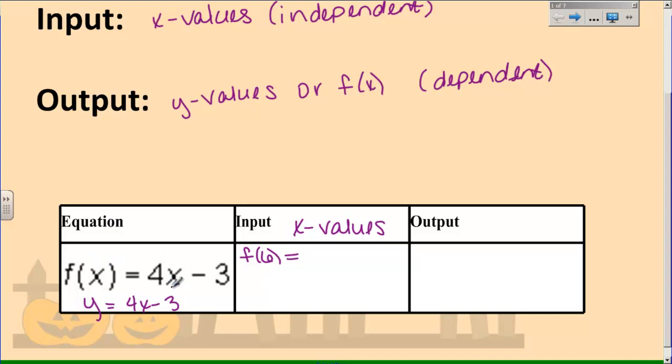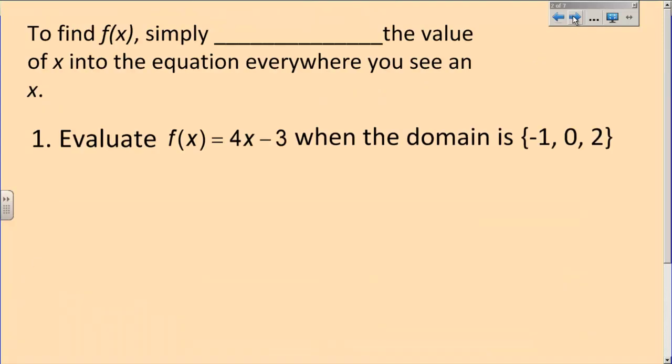So that means that in this part of the equation, I get to replace the x with a 6. And then I just get to do the calculations. Well, 4 times 6 is 24, minus 3 is 21. So f of 6 equals 21. So that means my output, or my y values, is 21, because f of x is the exact same thing as y. They mean the same thing. So my input is what goes in, my output is what I get back out.